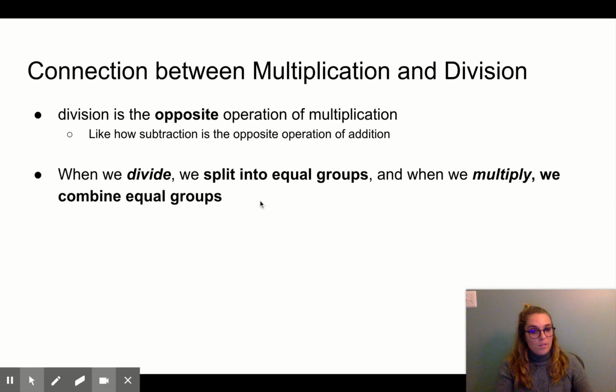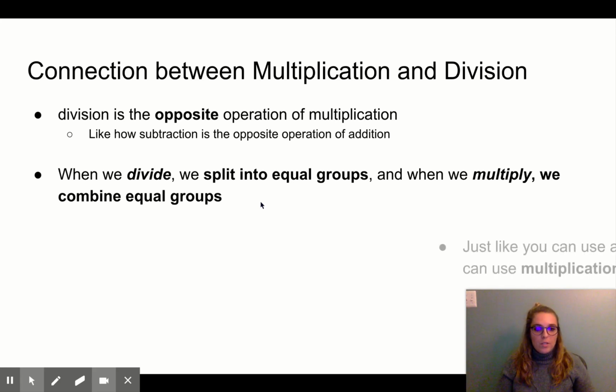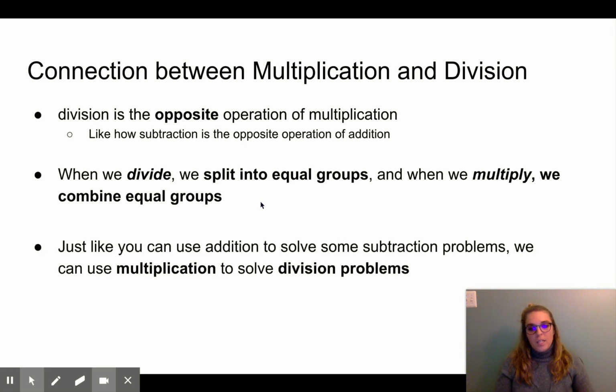Just like we talked about, it's almost like I made this on purpose. When we divide, we split into equal groups, and when we multiply, we take those equal groups and we combine them together. So that's exactly what we're doing. That's why they're opposites. And just like we can use addition to solve some subtraction problems, we can use multiplication to solve some division problems, and vice versa.